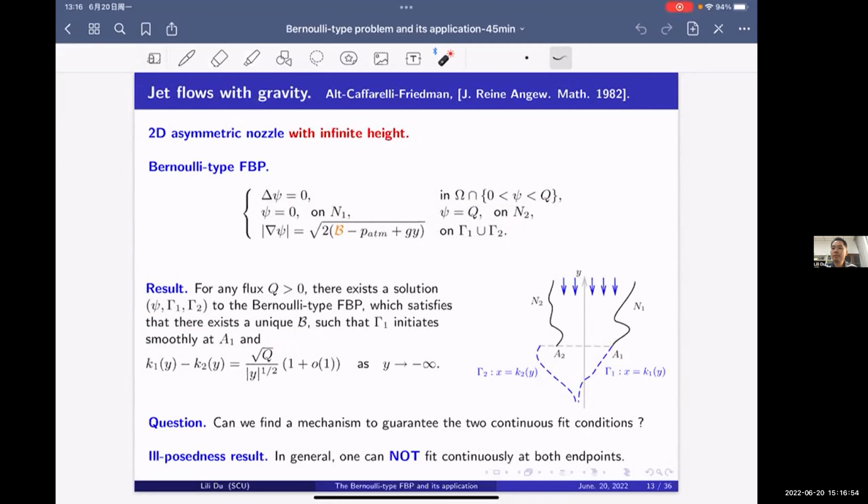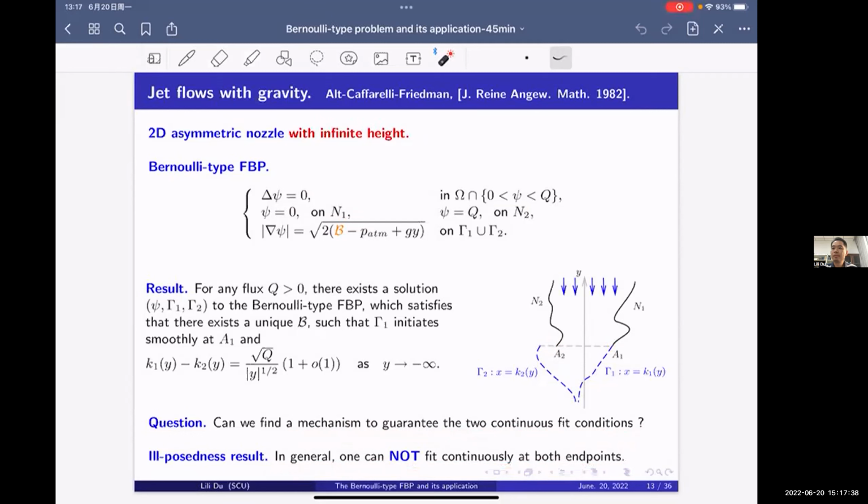However, maybe we don't know whether the free boundary gamma 2 connects the endpoint A or not. So a natural question is: can we find a mechanism to guarantee both continuous fit conditions on A1 and A2? However, unfortunately, three mathematicians give a counterexample and point out that in general, one cannot fit continuously at both endpoints.